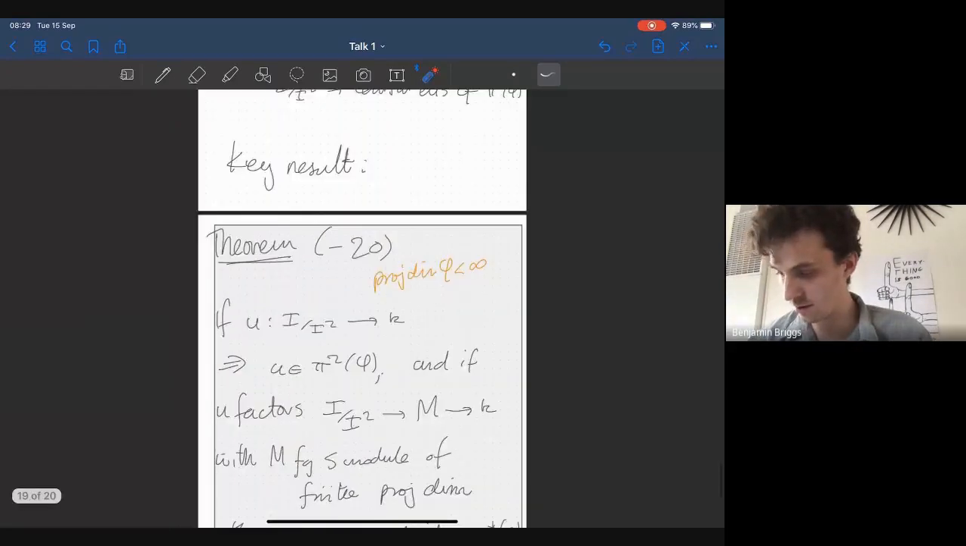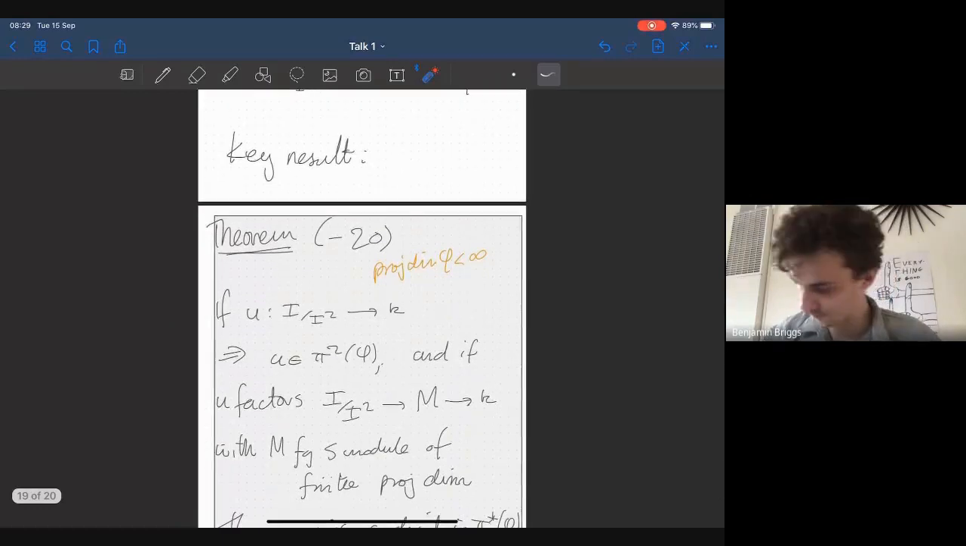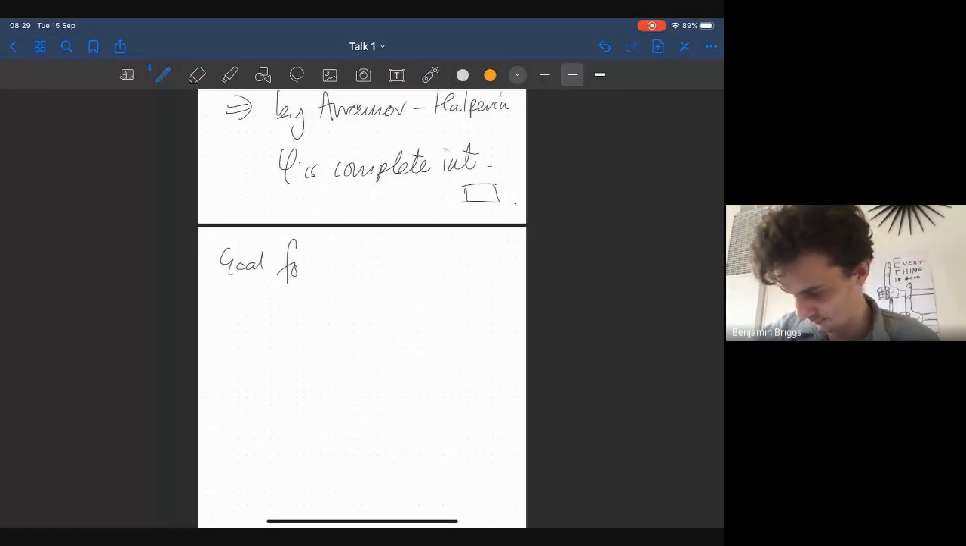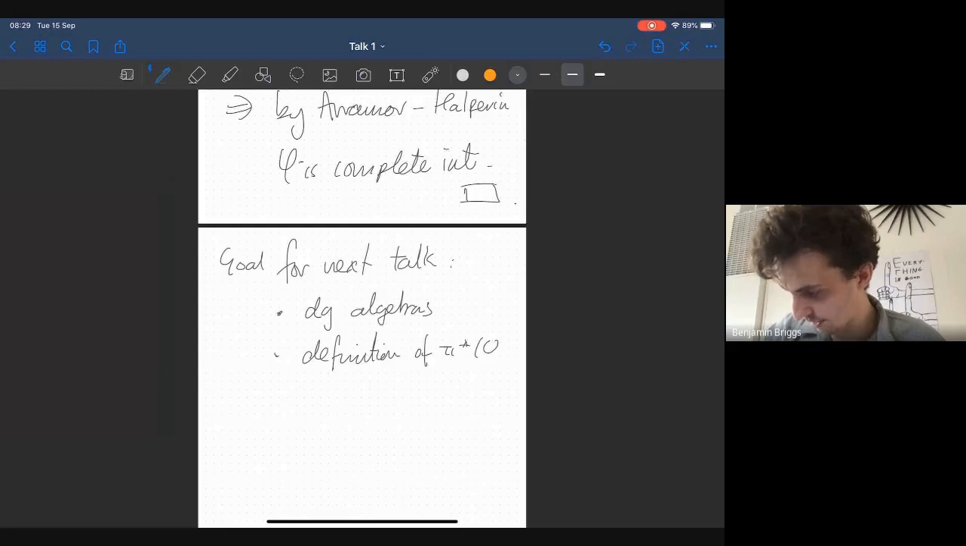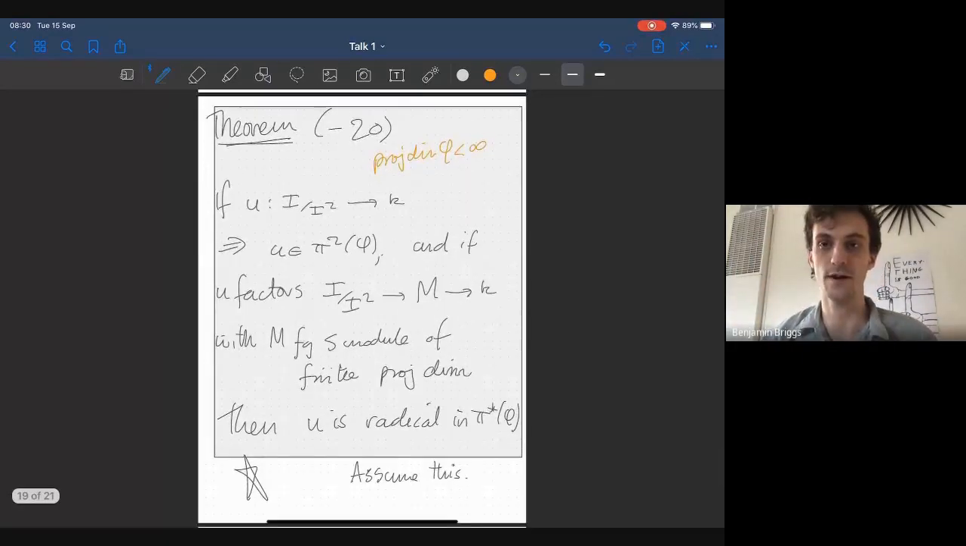So what did I have next to say? So anyway, the goal for the next talk will start with DG algebras, and then it will go to the definition of the homotopy algebra, and then it will be the proof of this theorem here. This one about telling whether something is radical or not.